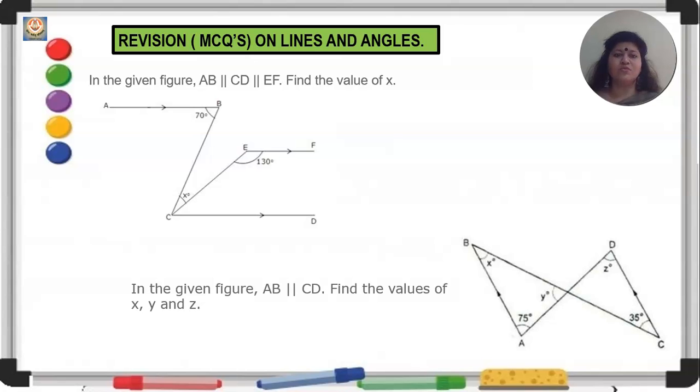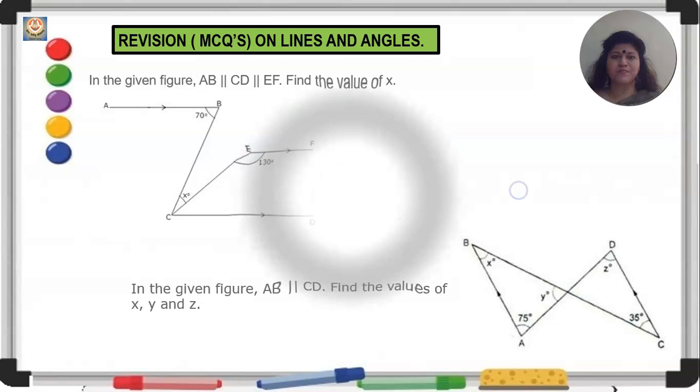So these are also solving type questions. The diagrams may look very familiar because the same diagrams are there in the textbook from the exercises, but the only thing is the values have been changed here. So please do these solving type questions in your geometry notebook.